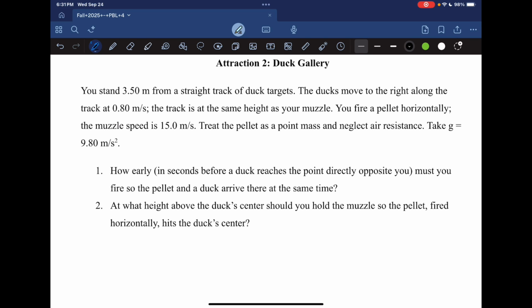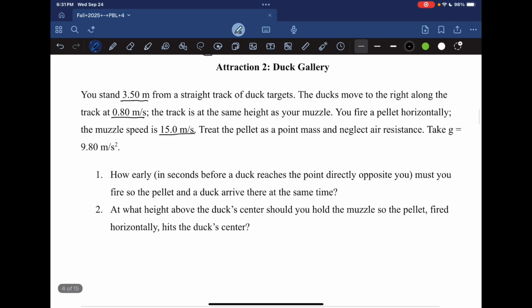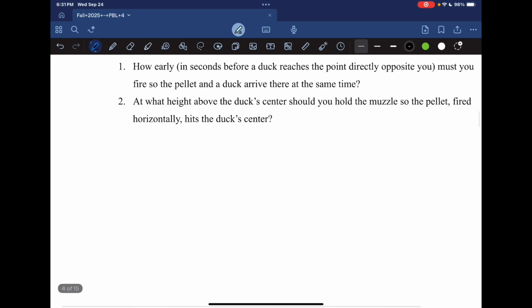Okay, for this next problem, we have a duck gallery. You're standing 3.5 meters away from the targets. They move to the right at 0.8 meters per second. You fire horizontally. The muzzle speed is 15 meters per second. The pellet is a point mass, and g is 9.8 meters per second squared. How early in seconds before a duck reaches the point directly opposite you must you fire so the pellet and a duck arrive at the same time?